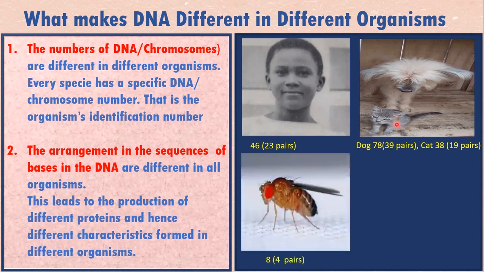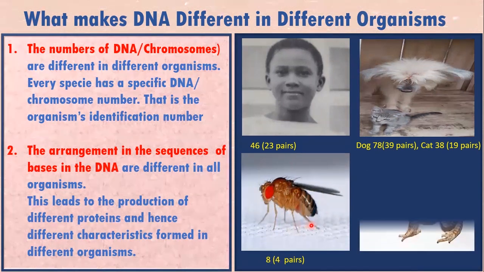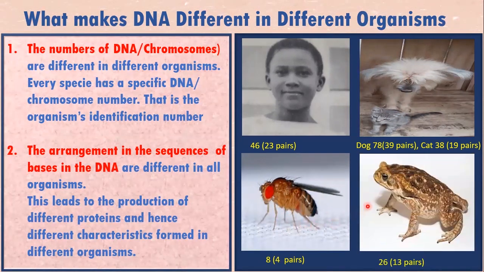Well, this fruit fly, Drosophila, has 8 chromosomes, 4 pairs. Then we have this toad that has 26 DNAs, 13 pairs. So different numbers of DNA in different species.